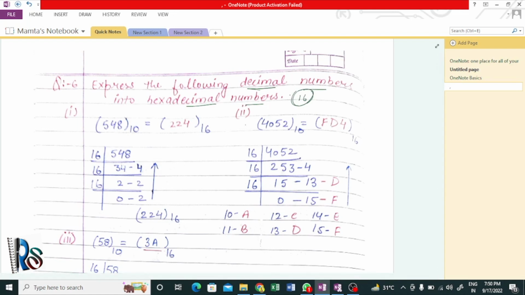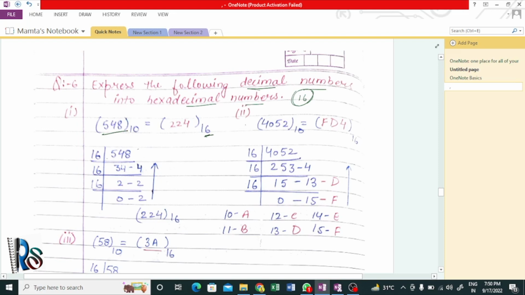If we are given the decimal, it means we need to divide. So 548 is given in decimal. We will divide this number, but by which number will we divide this? By the base of the number system in which we will convert it. So the base of that number system is 16. 548 will be divided by 16. When we divide it, what numbers do we get?